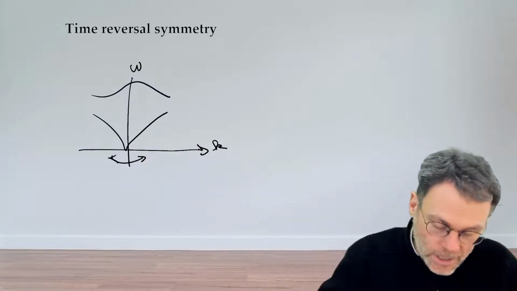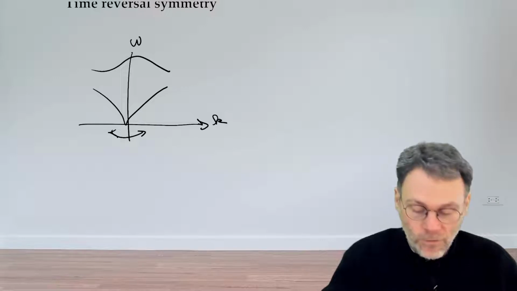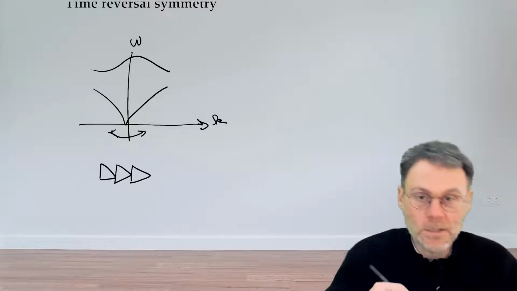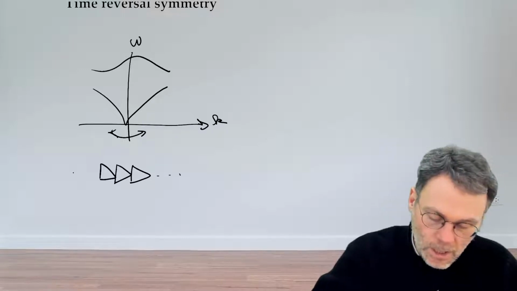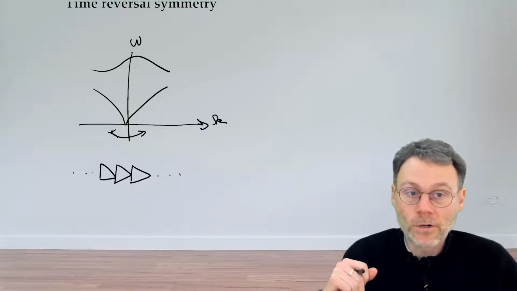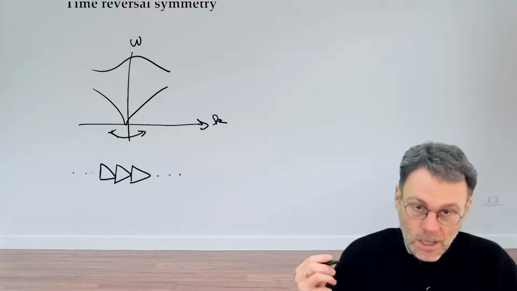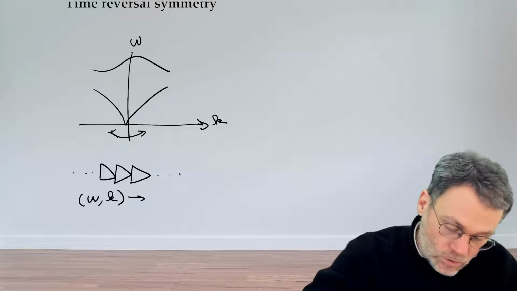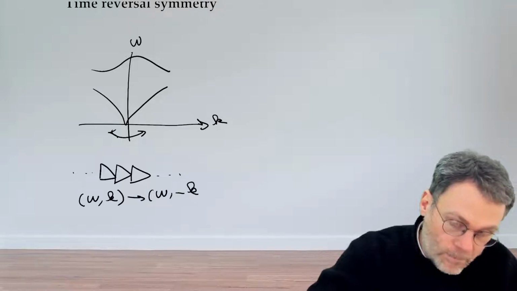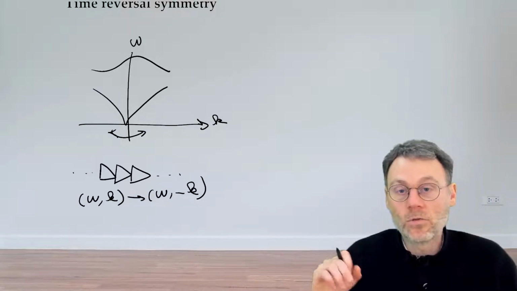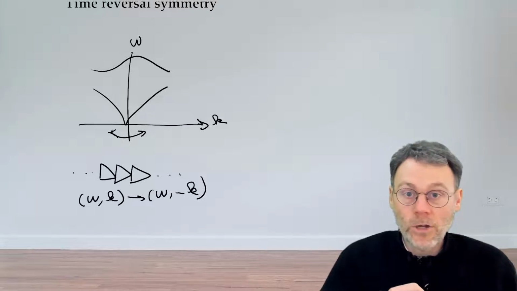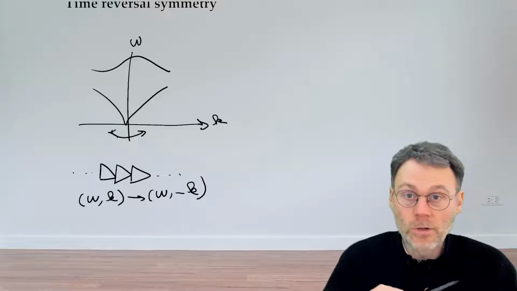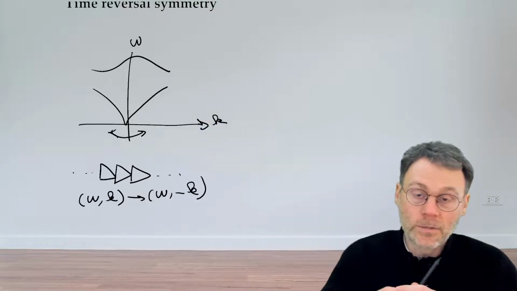But that's actually not true, because even if you have a periodic structure, for example, this funny structure that looks like this, which is periodic, where you don't have inversion or mirror symmetry, even in that case, it's always true that if you have a solution for omega k, you also have a solution for omega minus k. And this has nothing to do with the spatial symmetry. So the question is, where does this come from? And this actually turns out to be related to time reversal symmetry.